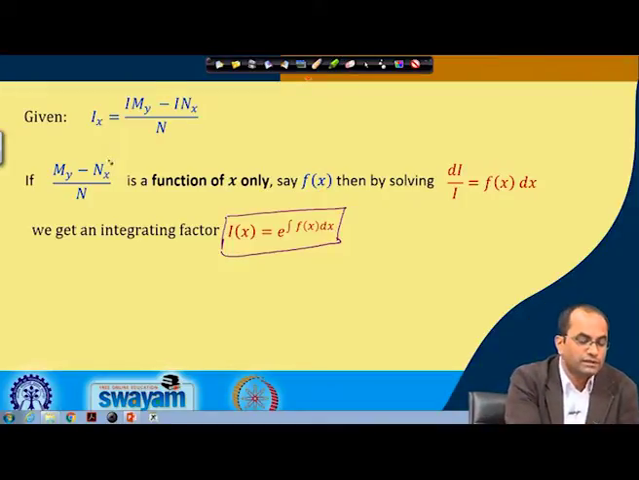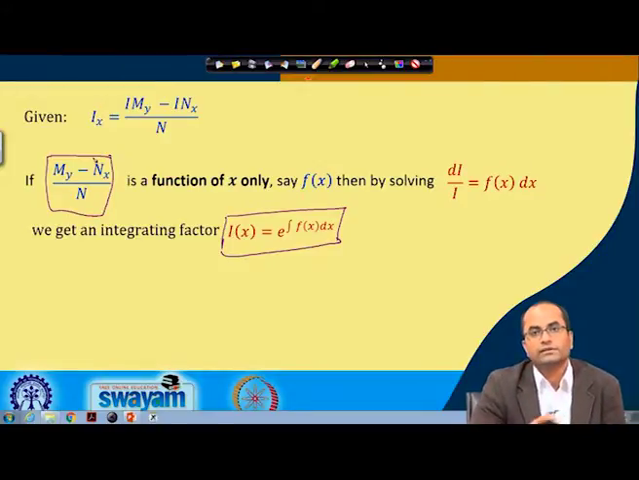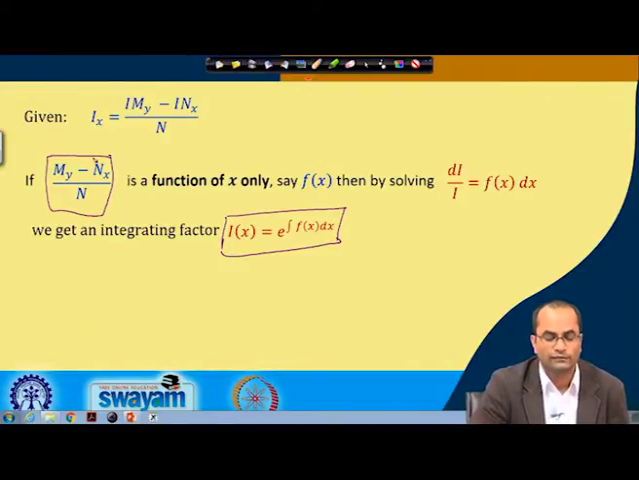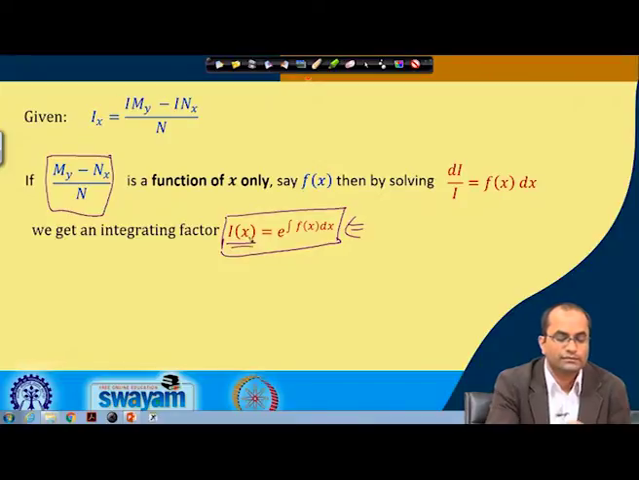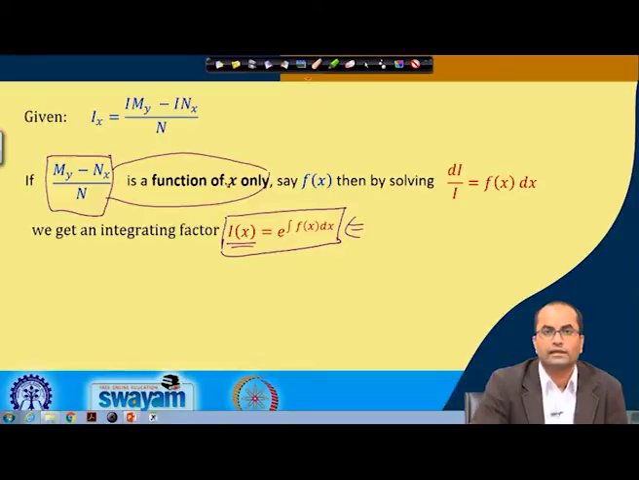So, what is the condition? We have to check this (M_y minus N_x) over N. If this is a function of x alone, then we can write down that this will be the integrating factor, e to the power integral f(x) dx, because as per the construction we have seen through the necessary and sufficient condition, if you multiply the given differential equation by this I(x), in this case when this is a function of x only, then this will be serving as the integrating factor.